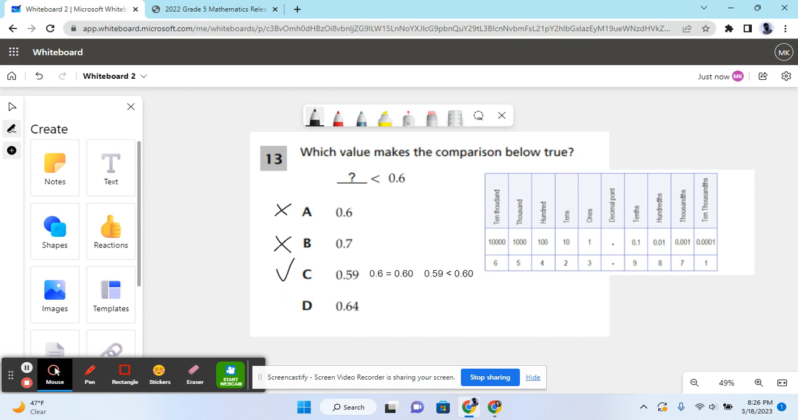For D, the answer is not 0.64 because as we've established before, 0.6 equals 0.60 and 0.64 is 4/100ths greater than 0.6, which makes C the correct answer. Let's move on to the next problem.